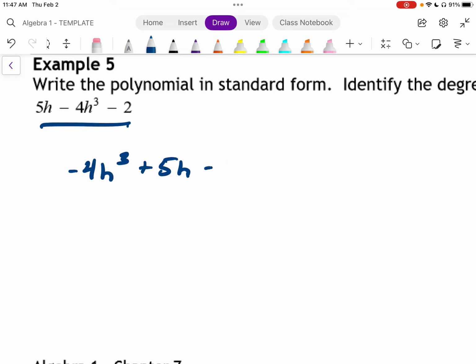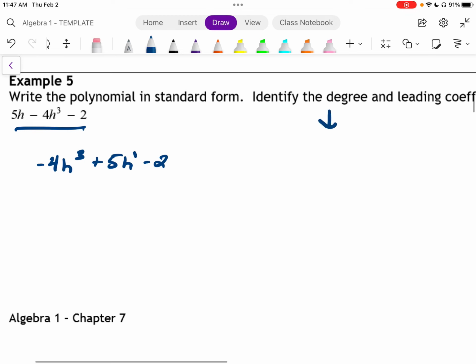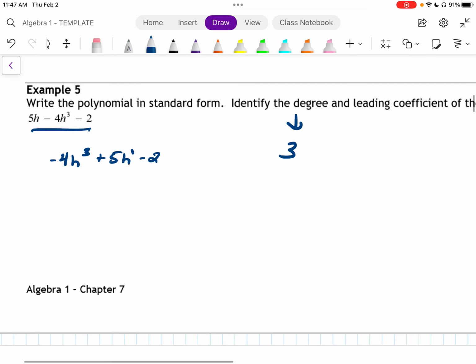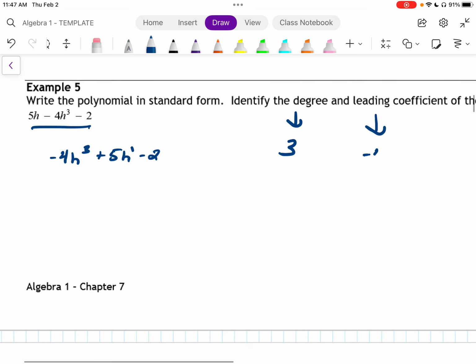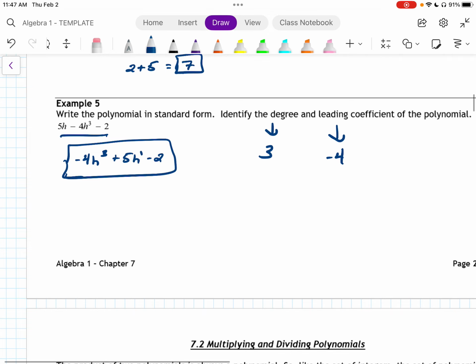And then lastly, I have my negative 2, and it has no exponent, right? This h, we always remember there's a little invisible 1 there, right? The understood 1. So now this is in standard form. The degree is just the biggest exponent, that is 3. And the leading coefficient is negative 4. And there we go. All right, that is section 1.